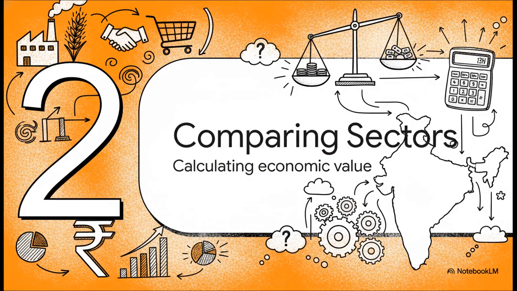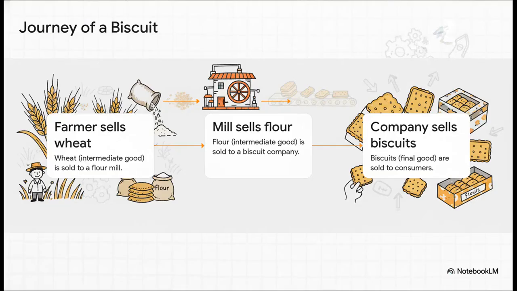So now we know what these three sectors are. But a big question arises. How do we compare them? How do we calculate the total value of all the goods and services produced in a country? Let's figure that out. To understand this, let's take a simple example, a packet of biscuits.